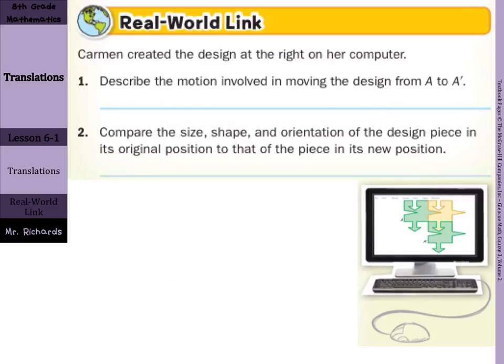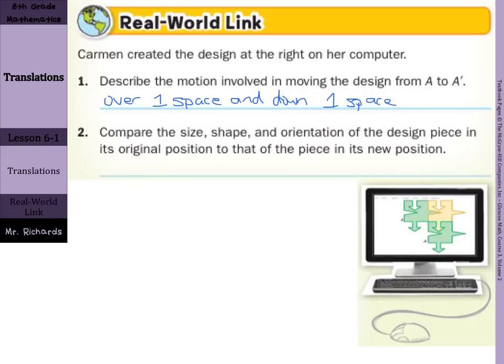Now, the real world link. Carmen created the design at the right on her computer. Describe the motion involved in moving the design from A to the new A, with this being our A and this being our new A. Well, it looks like we went over to the right one space and then down one space. So that's what we can write. We can say over one space and down one space.